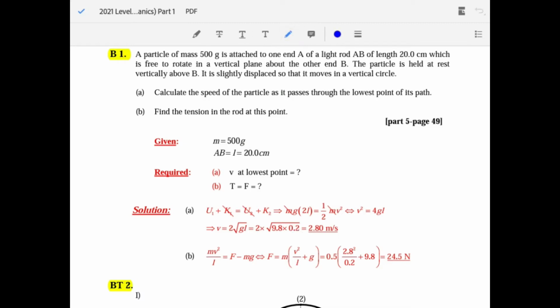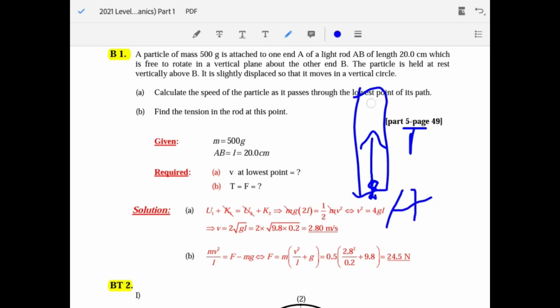So basically, F net should be equal to the centripetal force. The centripetal force, you can measure it as mv squared over r. It's similar to the UCM, but UCM is constant. So you have the force, the tension in the rod. So this is at this point. This is point A, this is point B. So tension, and this is A.